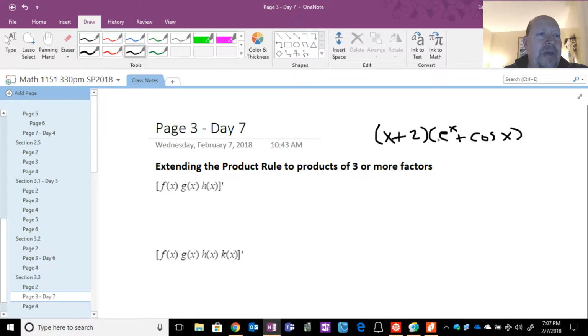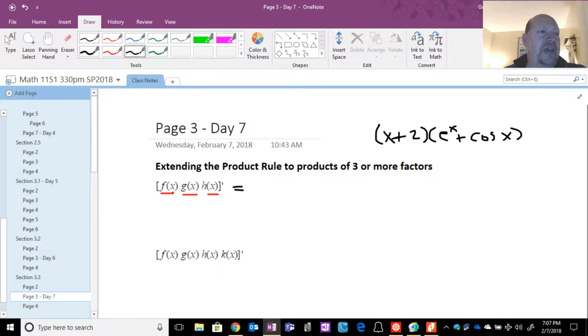Those are just 2 factors multiplied together, and so when we take the derivative of that, you take the derivative of the first factor times the second plus the derivative of the second factor times the first. But what happens when we have a situation like this, where we have 3 things multiplied together, 3 factors or functions, if you will, and we want to take the derivative of that? So how we do that is the following.